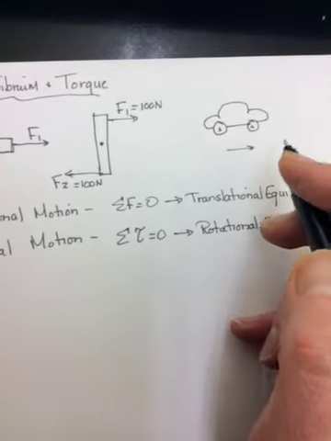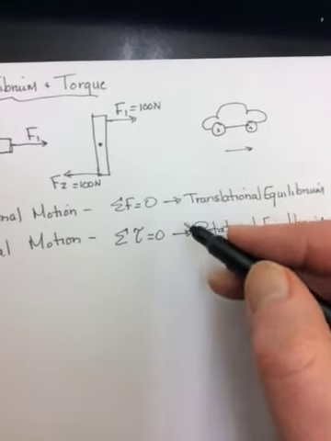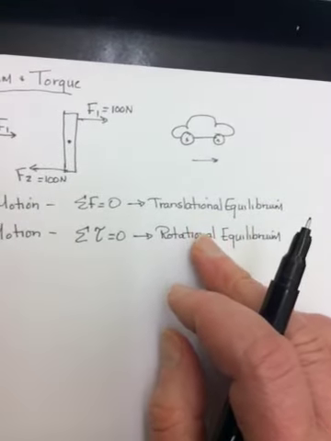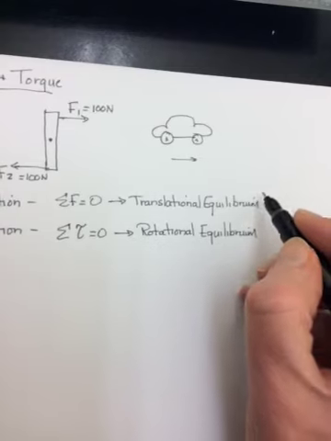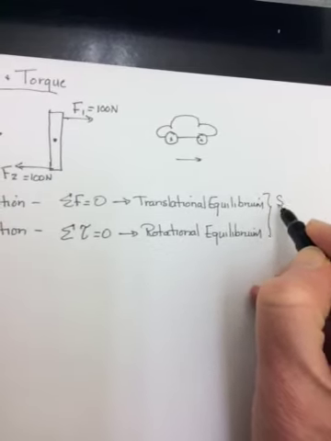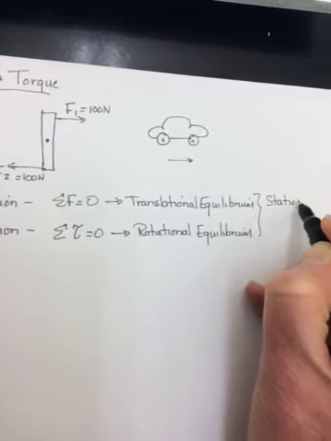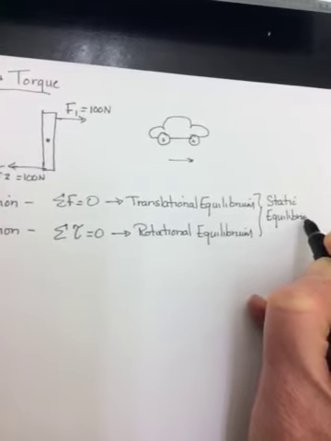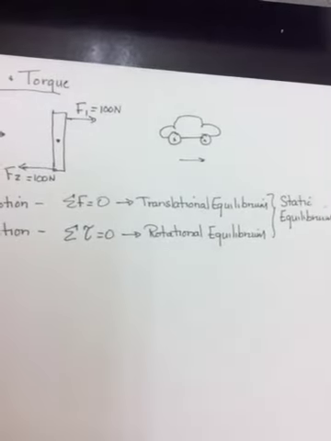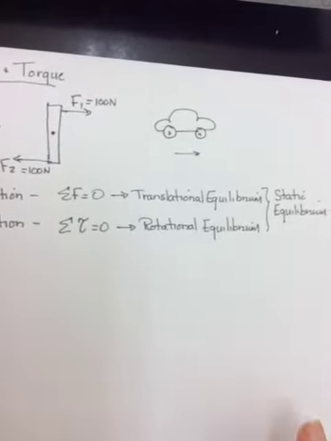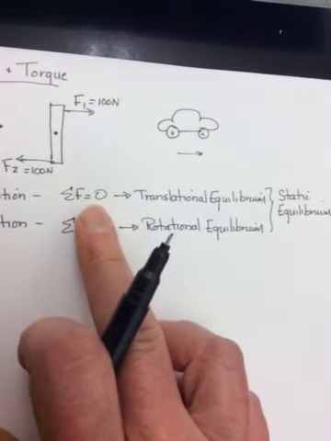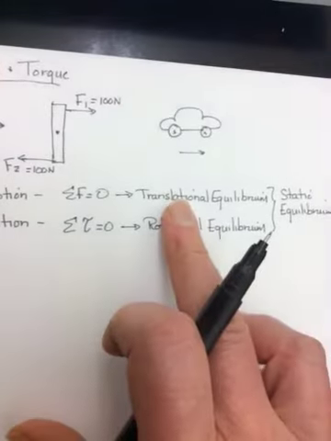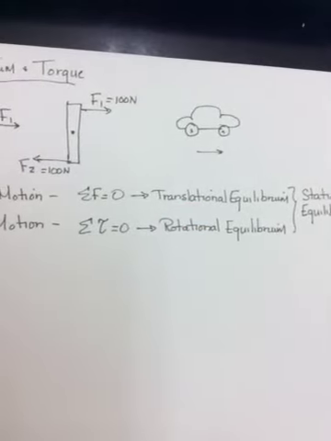Okay, so if the sum of the forces is 0 and the sum of the torques is 0, if the object is in both translational equilibrium and rotational equilibrium, then we say it is in static equilibrium. Okay, so static equilibrium is when they are both true, but they both do not have to be true. Okay, so for static equilibrium, the sum of the forces and the sum of the torques must both equal 0. Must be both in translational equilibrium and rotational equilibrium.